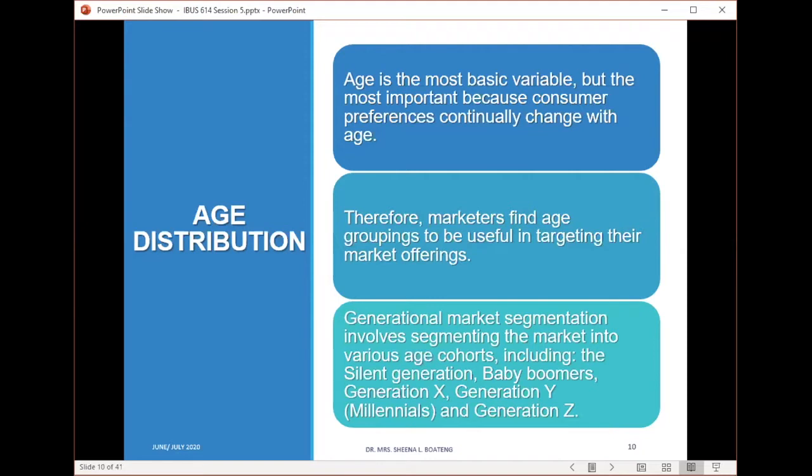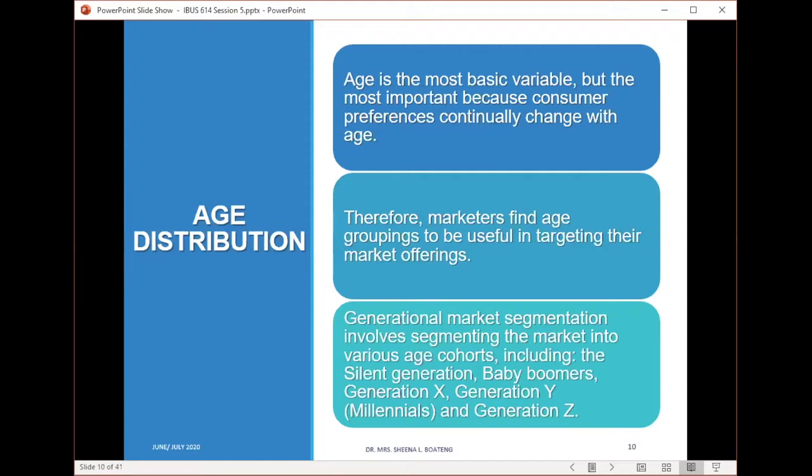So if the consumer's preferences are changing, then it's important for the marketer to keep track of these changes in preference, to be able to make sure they can keep up with the times. So marketers find age groupings to be very useful in targeting their marketing efforts. And recently, there has been a boom in academic research into what we call the generational theory, which I myself am doing research into at the moment.